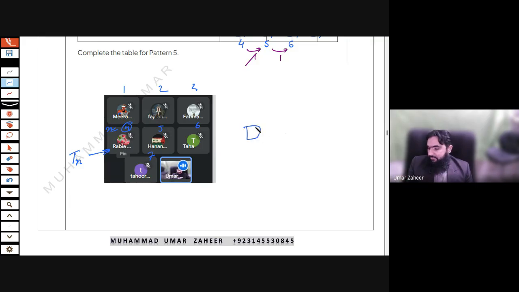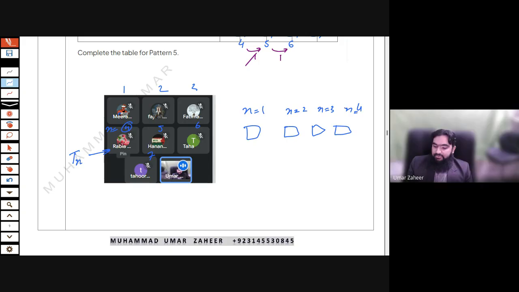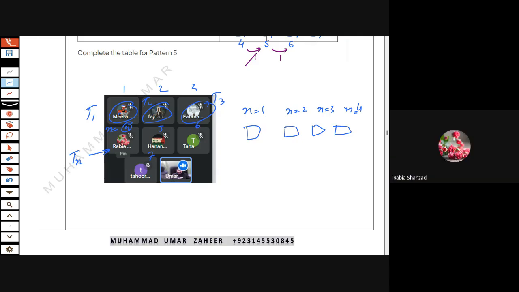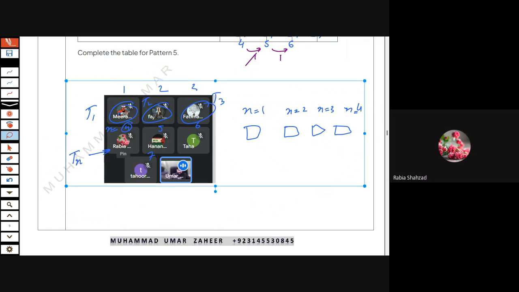You have the places 1, 2, 3, 4. It is the very first place, the second place, the third place. The value in the first place will be T1, which is Miran here. So T1 is Miran, T2 is Fajr, T3 is Fatima. Is it clear? So Tn shows the value and n shows the place. Yes, I got it. All right, good.